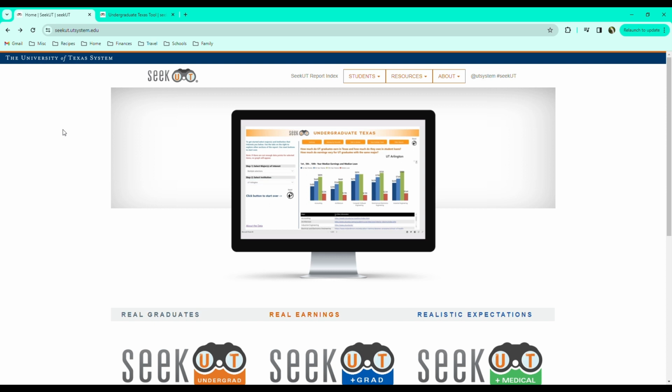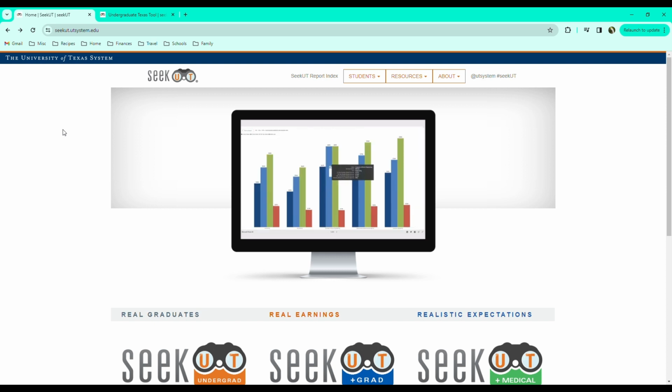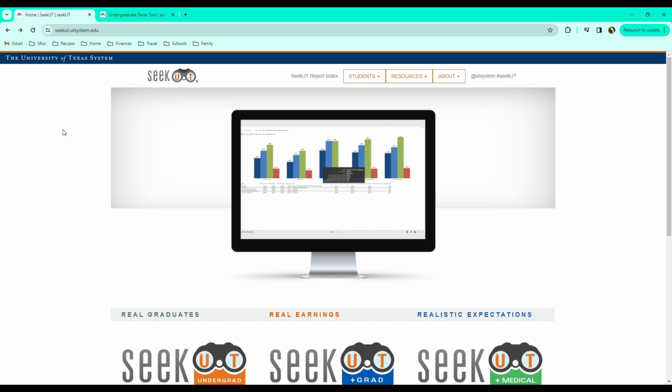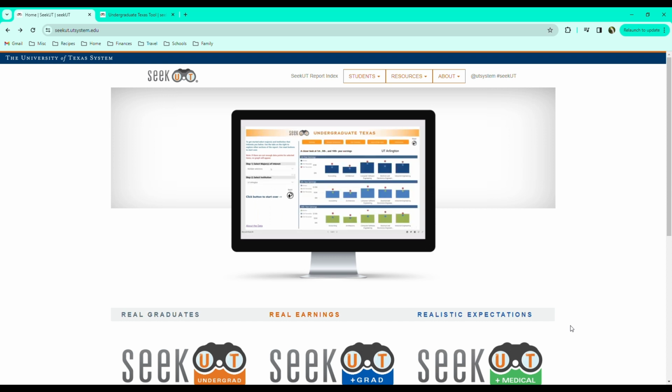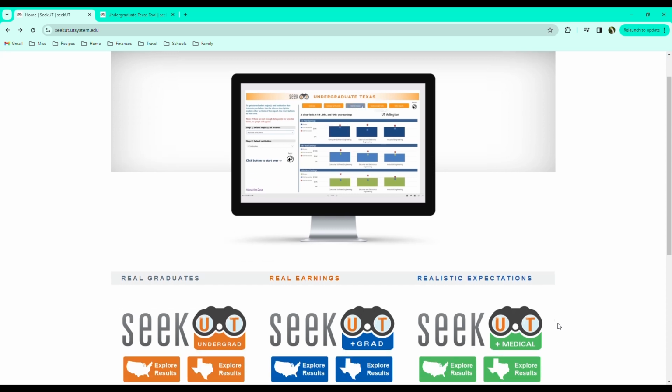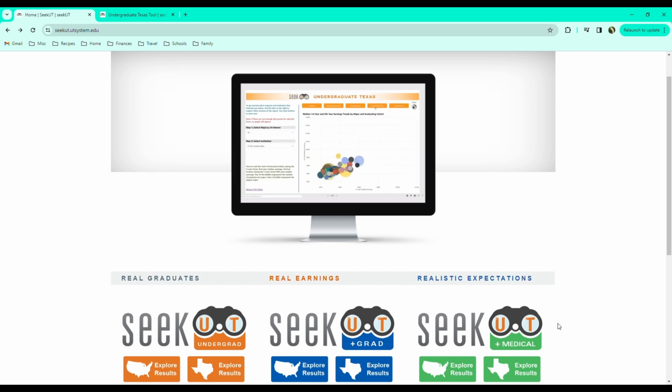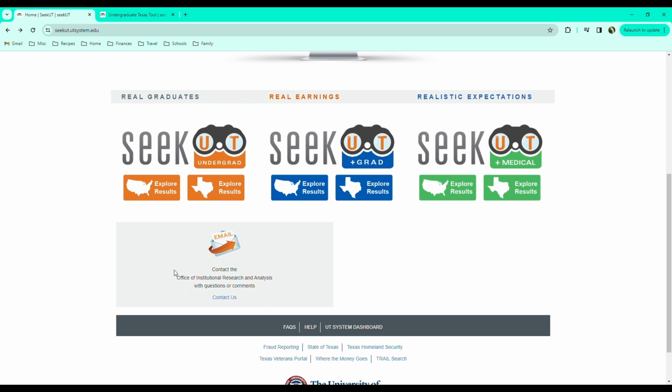So going to the University of Texas System Seek UT website, they have some really nice graphics looking at different things. They're talking about real grads, real earnings, realistic expectations. I think they've done a good job of providing a nice splash page. When we get into the data, we'll see how useful it is or how readily accessible it is. If we scroll down a little bit, what they have categorized is undergrads, grads, and medical. Since we're looking at undergrads typically on this channel, I'm going to just focus in this section. But you'll also see that there's results for national and Texas.